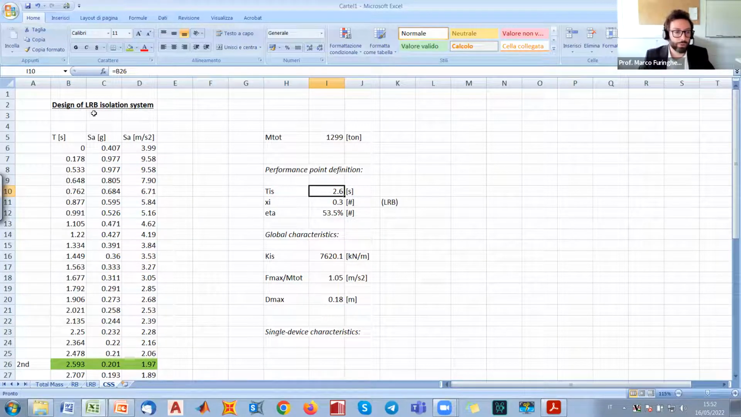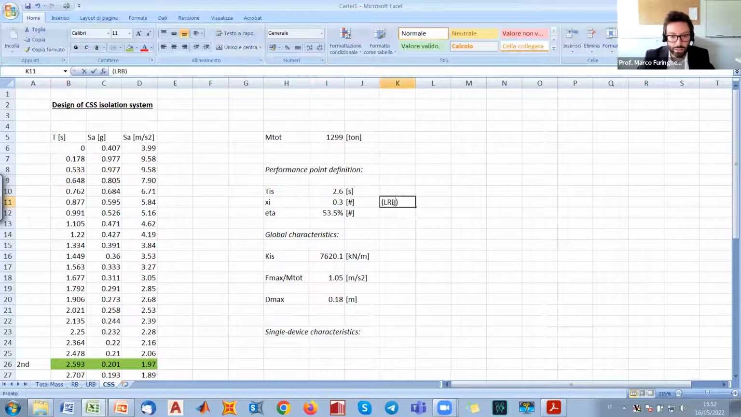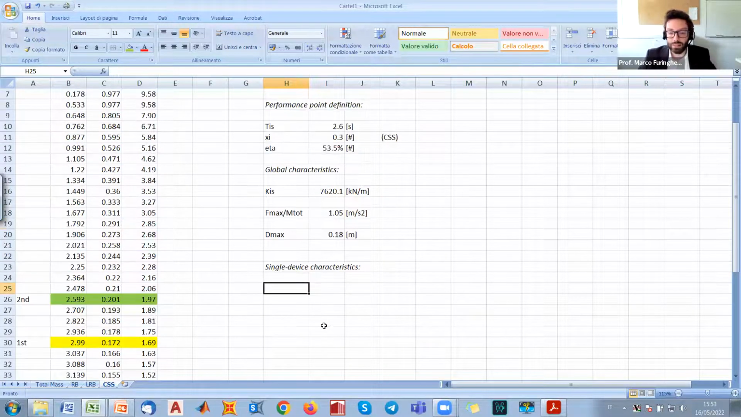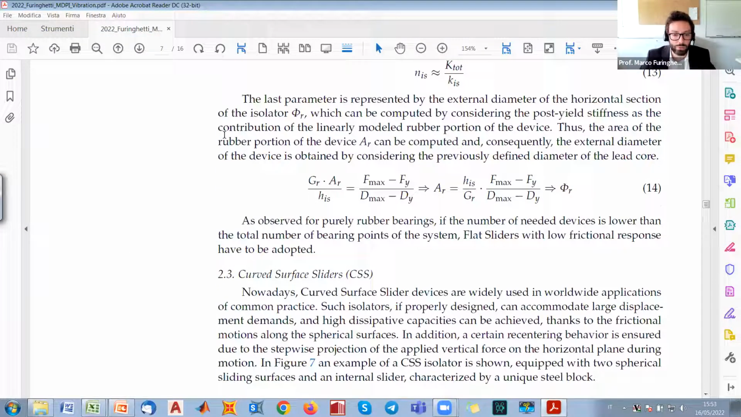And let's consider CSS devices also here, just to keep in mind that it is a different typology. Let's consider again 30% of damping, and we get these values again for maximum displacement and the normalized force. Okay, so we know that the definition of mechanical properties is the easiest procedure for curved surface sliders. These are the main characteristics that we have computed for lead rubber bearings.